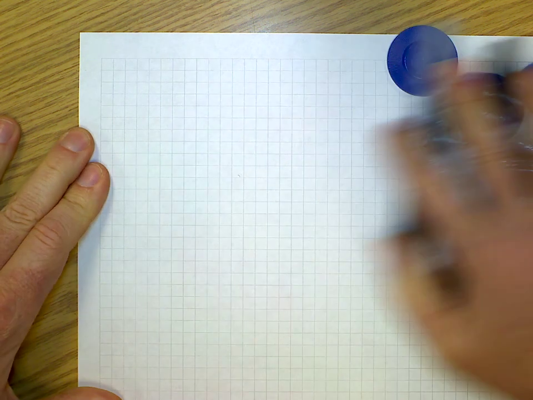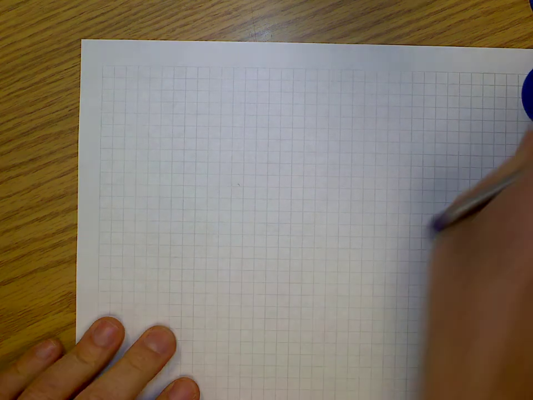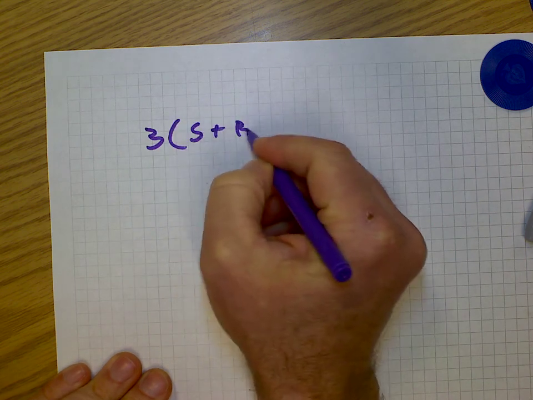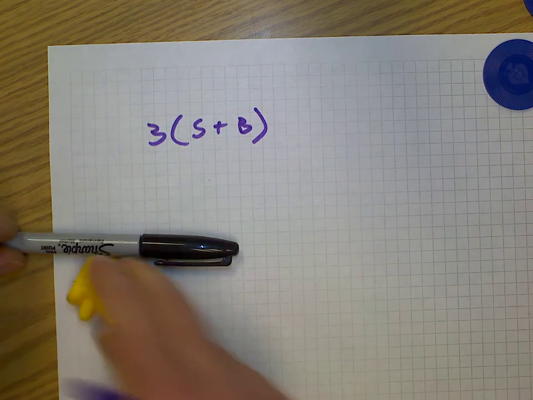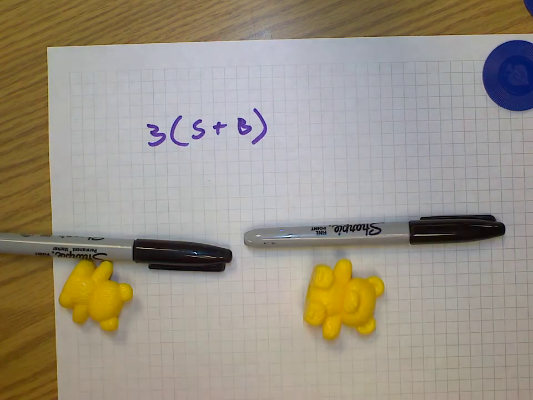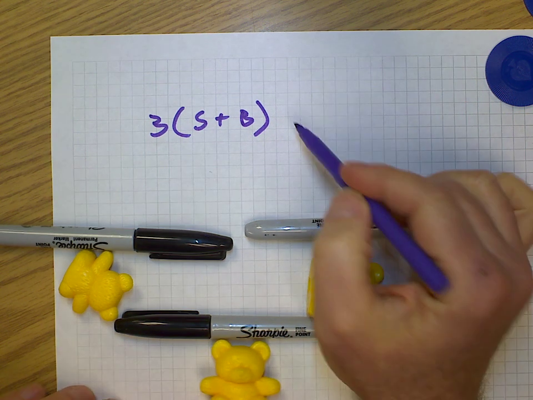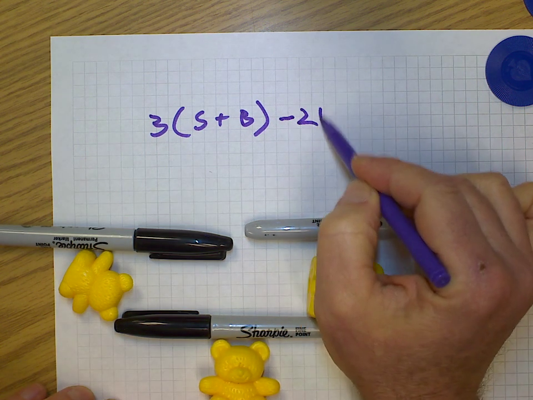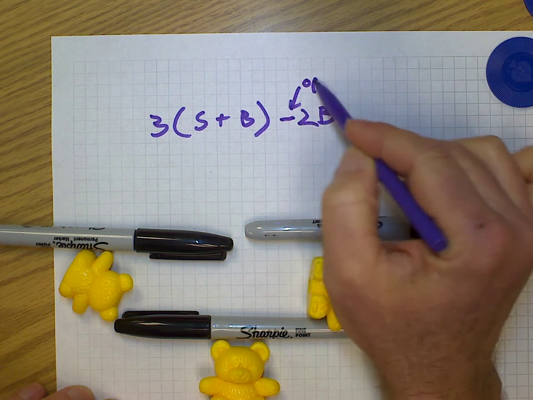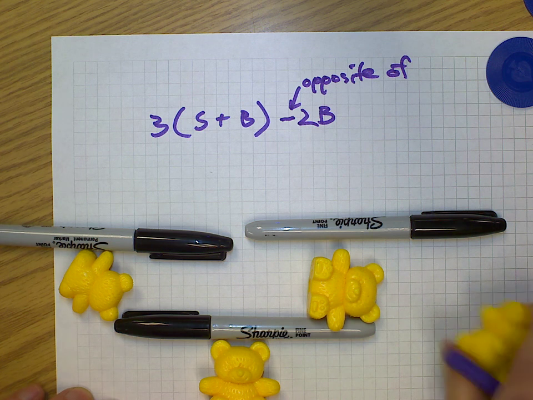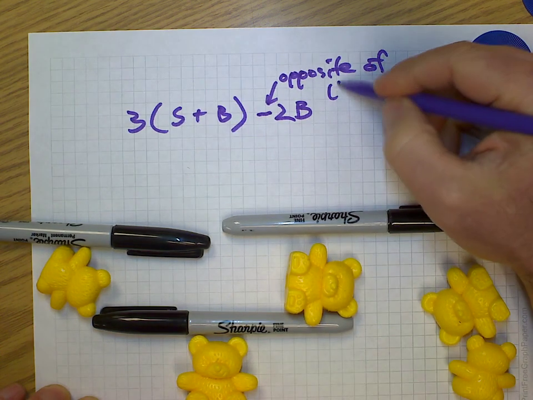Here we go. Back to Sharpies, bears, and chips. Let's say that I have 3 groups of Sharpies and bears. There's 1 group of Sharpie and bear. There's 2 groups of Sharpie and bear. And yes, there's 3 groups of Sharpie and bear. And then I have the opposite of 2 bears, which means I need to take away.